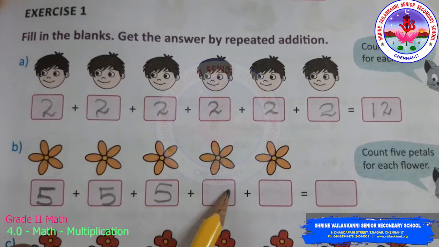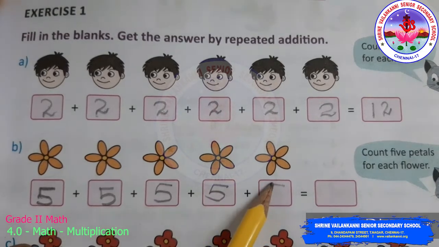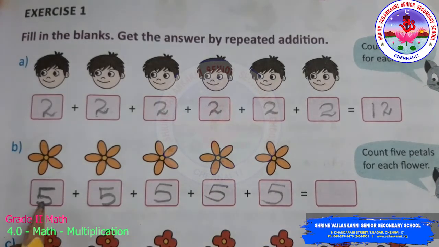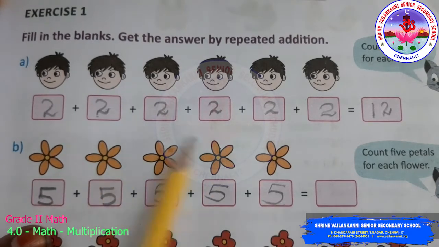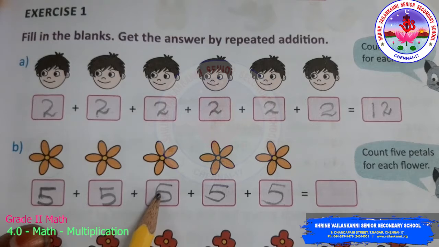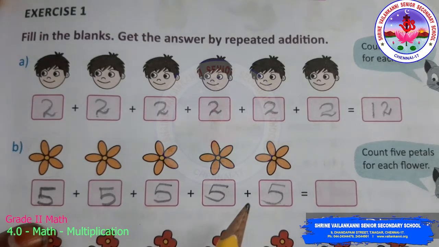So 5 plus 5 plus 5 plus 5. So we are going to repeatedly add the same number. Okay, you cannot change the number. If even one number changes, you will not be able to do the repeated addition. All the numbers should be the same. Then only you can do the repeated addition.